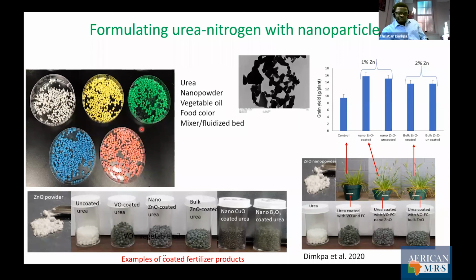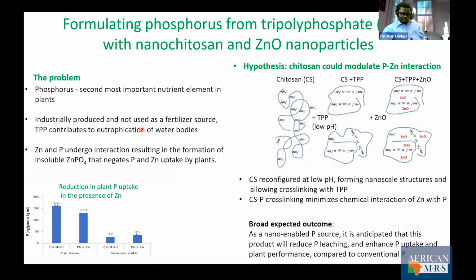So I'm currently working on studies looking at formulating phosphorus from TPP. TPP is tripolyphosphate with nanochitosan and zinc oxide nanoparticles. As you know, phosphorus is the second most important nutrient in the world that plants need. However, the efficiency of phosphorus is low. I think it's less than 20% or so.